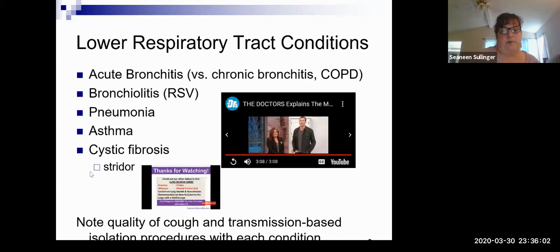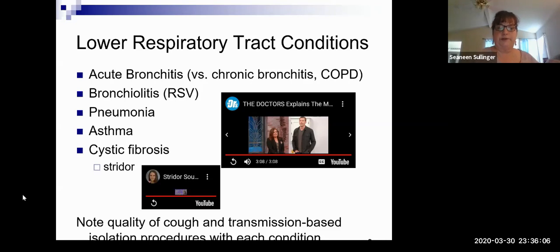So that was an example of inspiratory stridor. I thought it was interesting in the doctor's video that when the people were coughing, they were coughing into their hands. So where should they be coughing? That just gives you an example of different types of coughs.